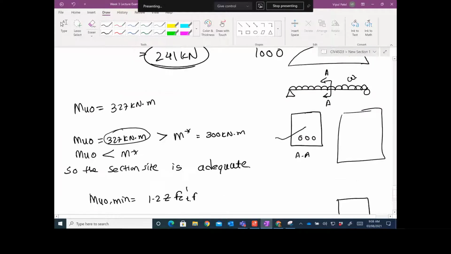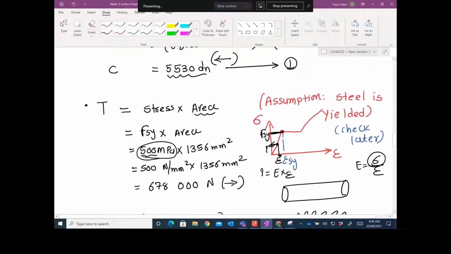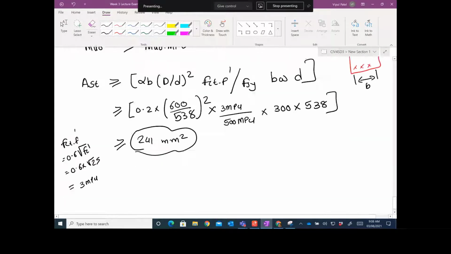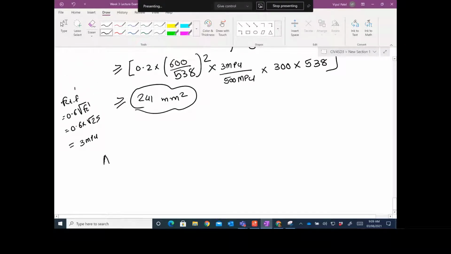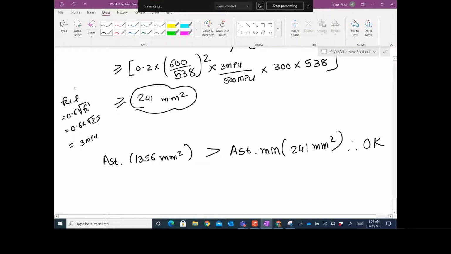This is the minimum reinforcement that you need. Let's check our reinforcement area. I think we calculated the reinforcement area somewhere. Yeah, 1356, you remember from the ratio tables we calculated this 1356. So our actual Ast is 1356 millimeters squared, which is greater than your Ast minimum, meaning 241 millimeters squared. So we are okay. Those are the quick checks that I perform for ductility, so your beam will not suddenly just snap.